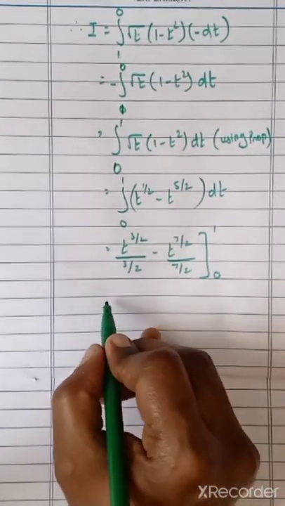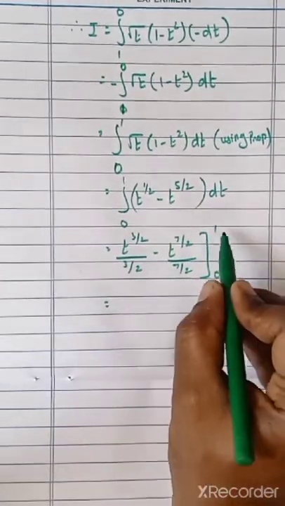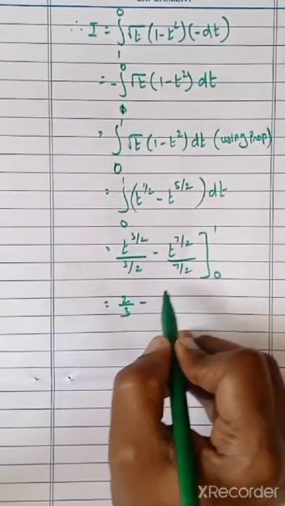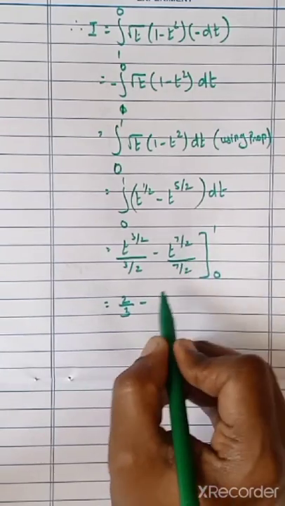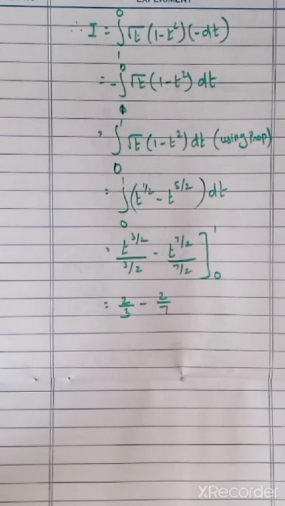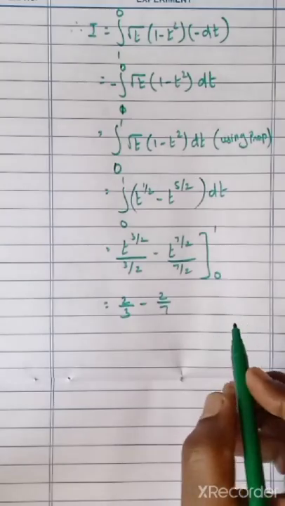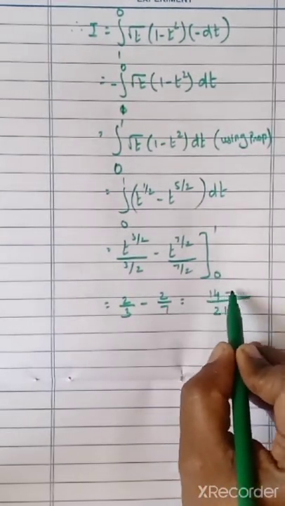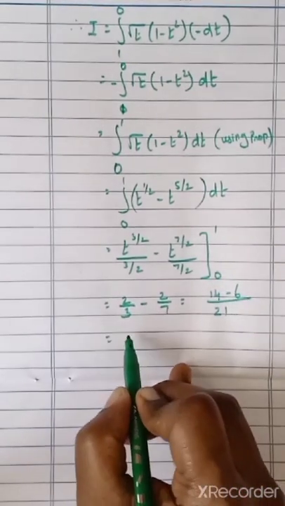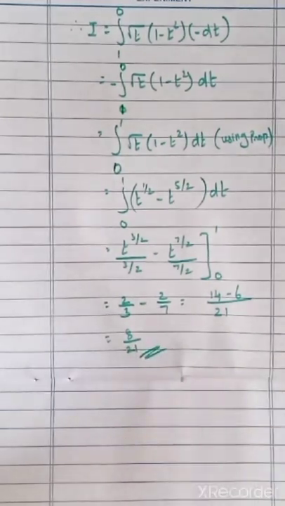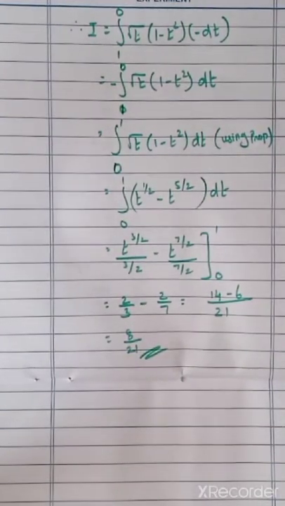So if I substitute limit as 1, 1 power anything is 1 only. Taking this to the numerator, you will get 2 by 3 minus 1. So this when goes to numerator, it will become 2 by 7. Substitute 0, all will get 0. So 2 by 3 minus 2 by 7. We have to take LCM. So 21. 7 2s are 14 minus 3 2s are 6, which is equal to 8 by 21. 8 by 21 is your final answer.